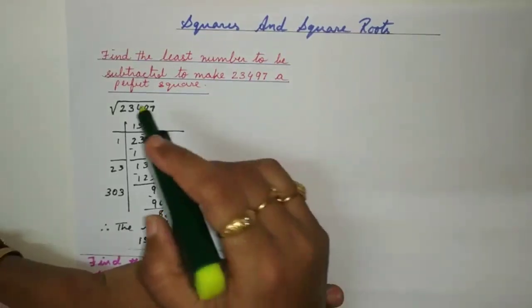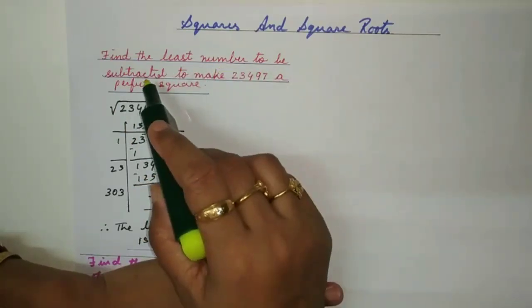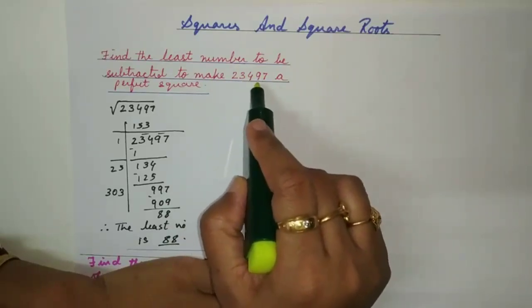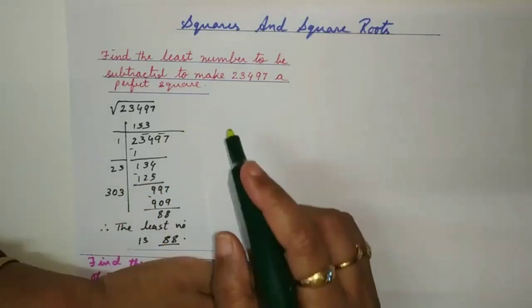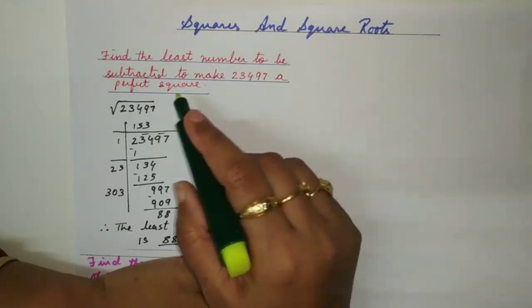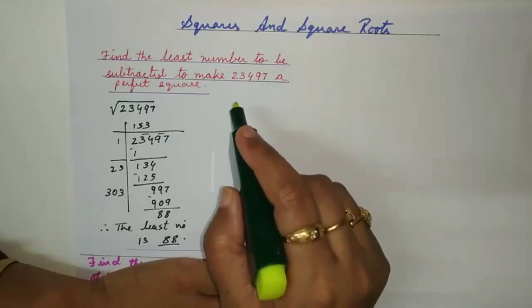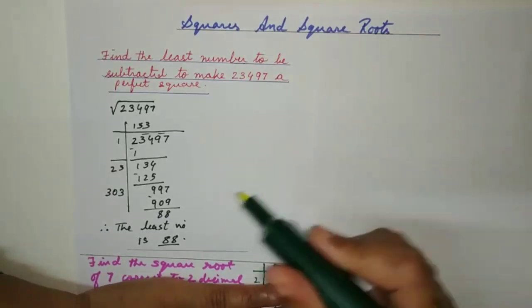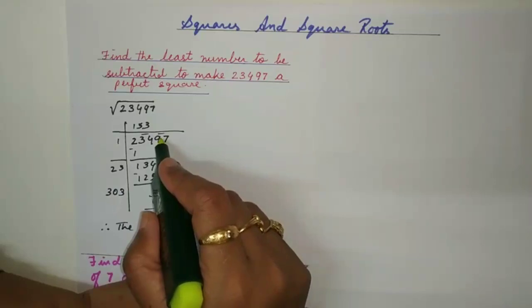So the question is, find the least number to be subtracted to make the given number 23,497 a perfect square. So the question itself tells you that the number is not a perfect square. You have to make it a perfect square by subtracting a number. So what is that least number which has to be subtracted? In this case, first you have to find the square root by division method. So again, first step, pair.